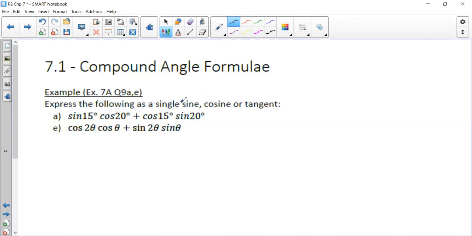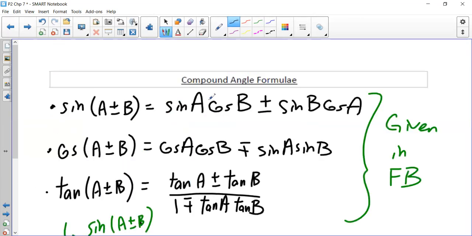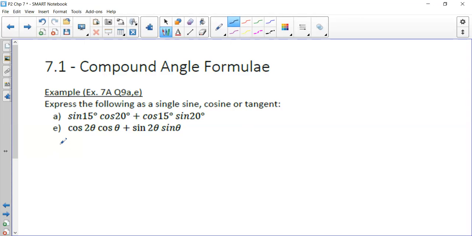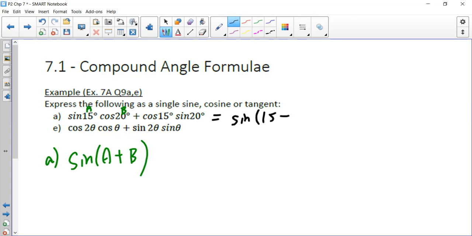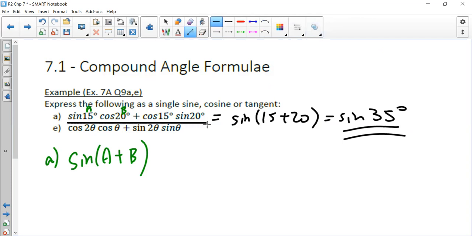Well, you can see sine, cos, that's going to be the same as this one, the sine A plus or minus B. So part A has something to do with sine A plus B. Your A is 15 and your B is 20. Therefore, the answer to question A equals sine 15 plus 20 degrees, which is sine 35 degrees. You can put it in a calculator to check your answer. Put the whole thing, sine 15 cos 20 plus cos 15 sine 20, in degrees mode, and compare with sine 35 degrees. You should get the same answer.